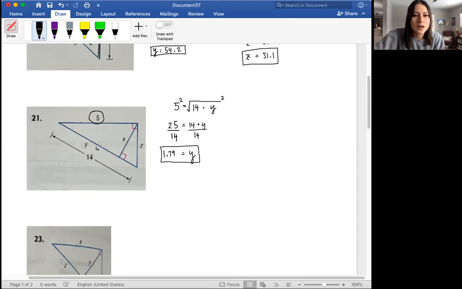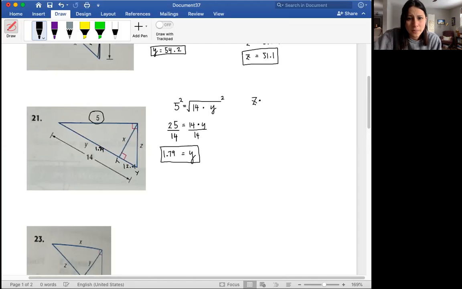All right, so now we can use what we have to help us find other parts. If this part is 1.79, and it is true, the drawing's not great, the scale's not very accurate, but if this part's 1.79, what would the rest of the hypotenuse be? So we just have to subtract. 14 minus 1.79 equals 12.21. So this part here is 12.21, and I could find z.